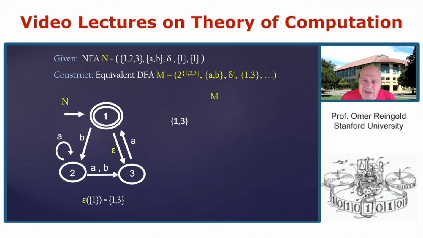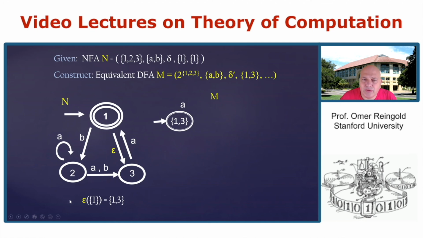What else can we say about this state? Well, we can say that since this state includes 1, it is also an accept state. It is a start state, but it is also an accept state. All the sets that include the accept state of N are accept states. So 1, 3 is the start state, and it is also an accept state. Let's see where you reach with an A transition from 1, 3.